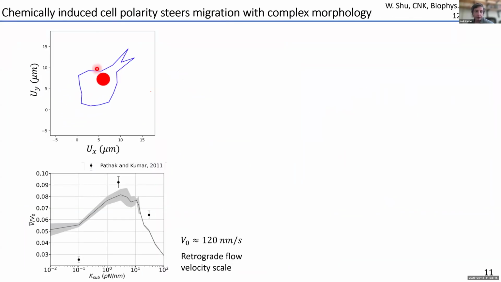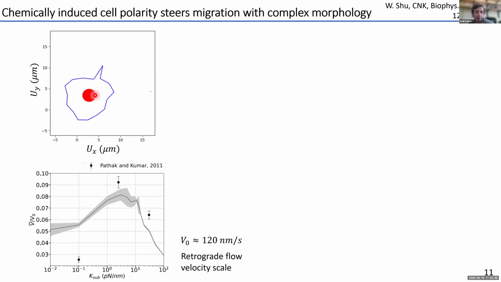So putting it together, this is actually a movie of a migrating cell, as you can see here. The red is the nucleus, and the blue is the membrane. This is in the presence of an initial condition where Rac signals are strong at the front, and then the Rho signals are strong on the back.